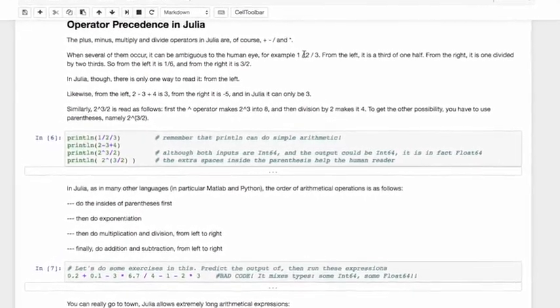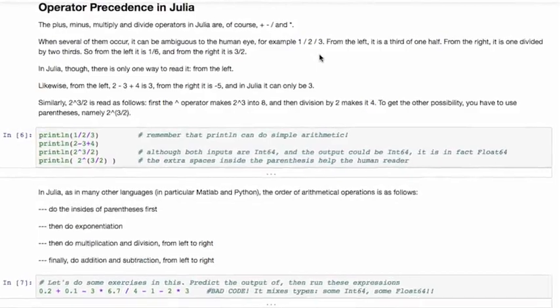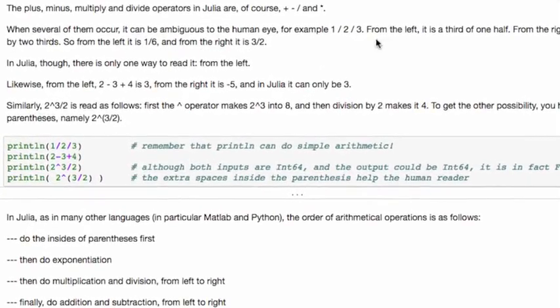So 1 divide by 2 divide by 3. What do we do first? From the left, it's 1 divided by 2 divided by 3, and from the right, it's 2 divided by 3, and we divide that into 1. So from the left, it is 1 over 6, and from the right, it is 3 over 2. In Julia, there's only one way to read it, from the left. Likewise, 2 minus 3 plus 4, that is 3 from the left. And from the right, it is minus 5, because this is 7, and 2 minus 7 is minus 5. But in Julia, it can only be 3.